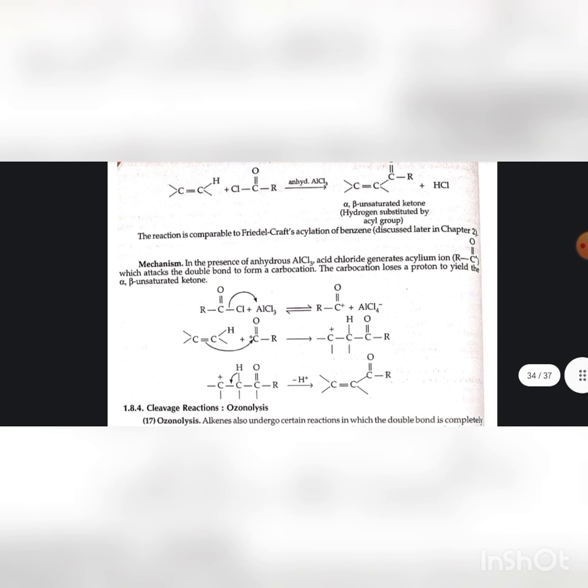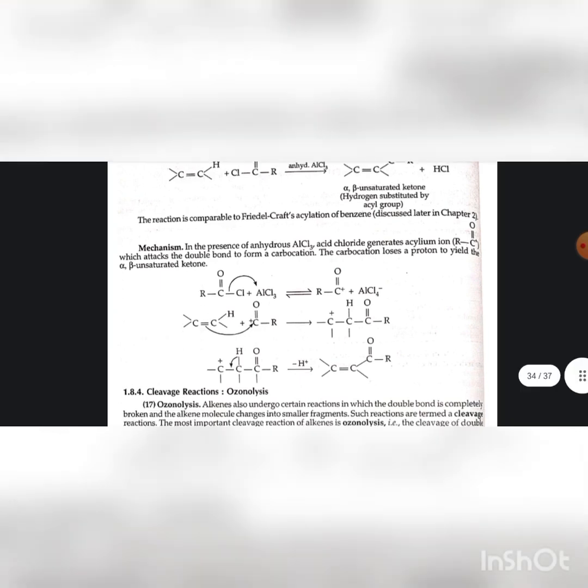The reaction is comparable to Friedel-Crafts acylation of benzene. Mechanism: in the presence of anhydrous AlCl3, acid chloride generates acylium ion, which attacks the double bond to form a carbocation. The carbocation loses a proton to yield the alpha beta unsaturated ketone.